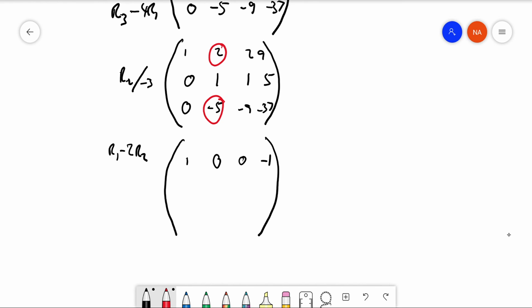My second row looks like this. 0, I'm not changing that this time. My third row, I'm going to add 5 lots of row 2. That'll give me a 0 there. Now minus 9 plus 5 will give me minus 4. And minus 37 plus 25 gives me minus 12. And I'm nearly there now.